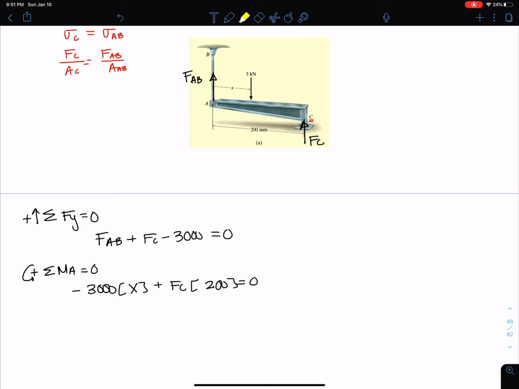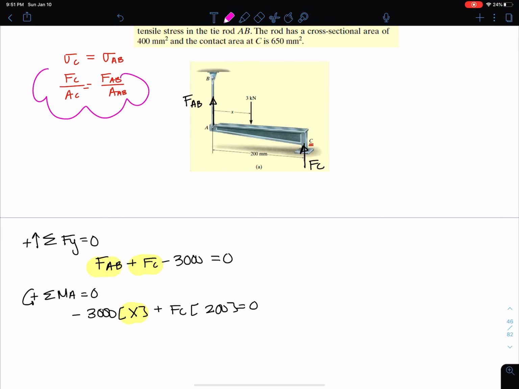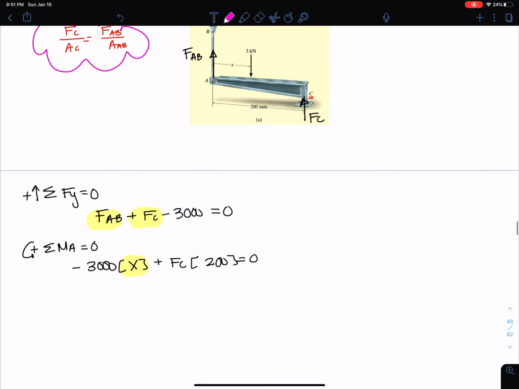So what's happening here is I have two equations, but I have three unknowns, FAB, FC, and X. I can't solve for three unknowns with two equations. So I need to now use my third equation here to relate what's going on.